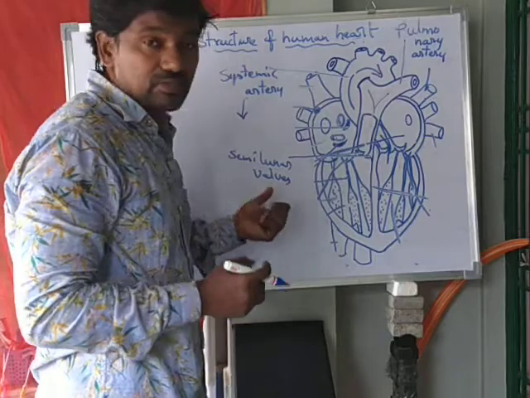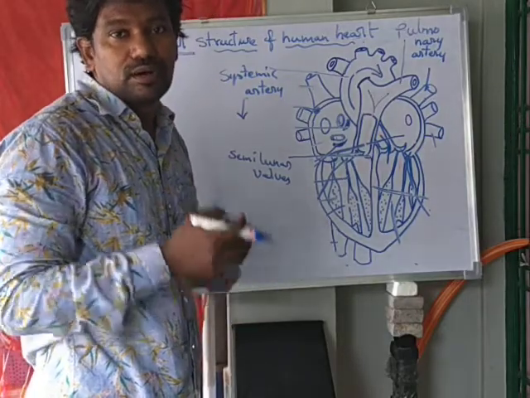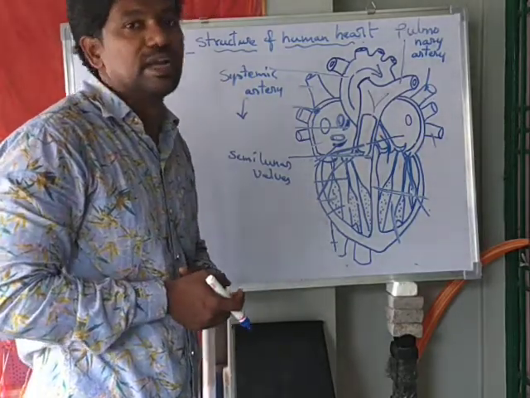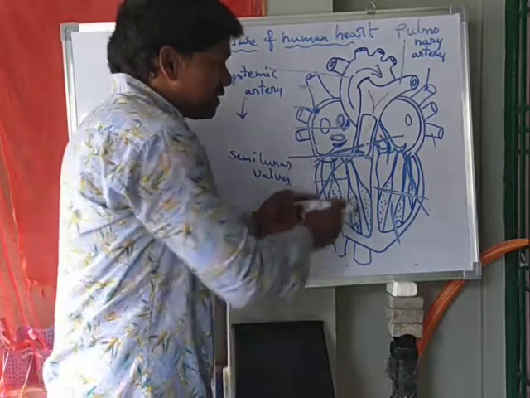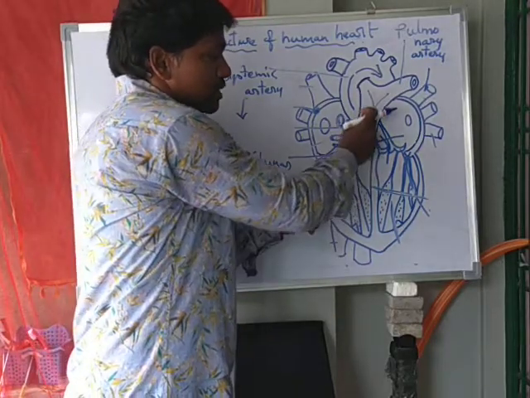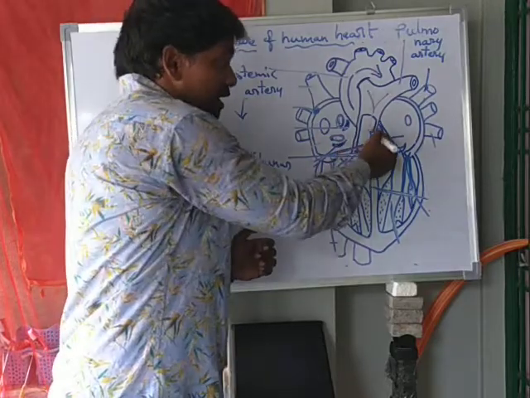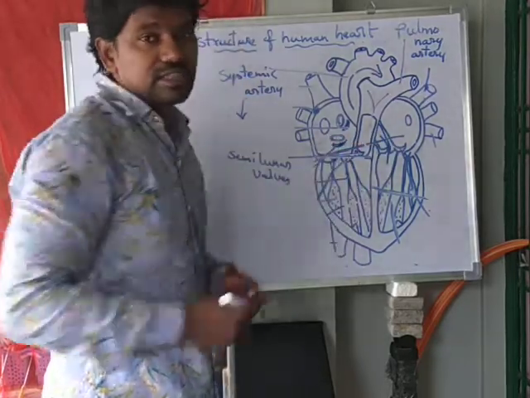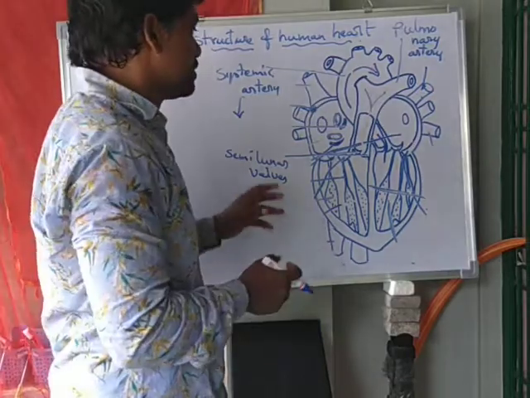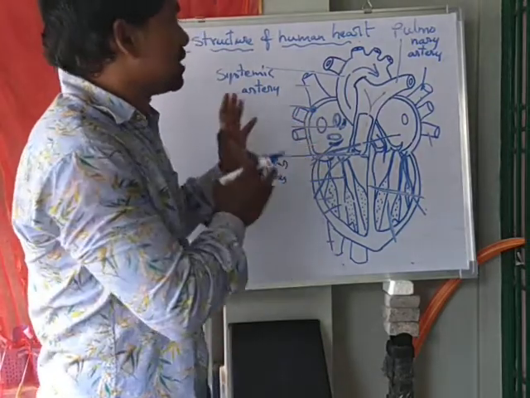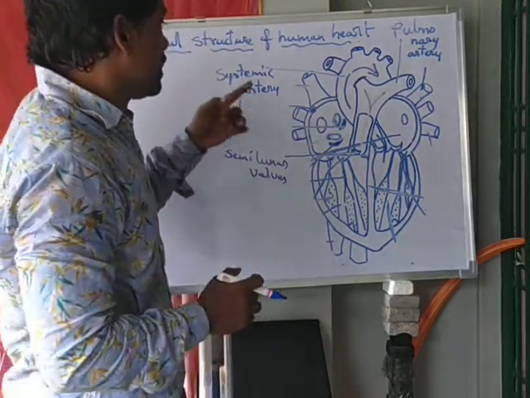The function of these valves is to prevent the backflow of blood. That means if blood moves from the ventricles to the arteries, the valves prevent backflow from the arteries to the ventricles. This is the information about arteries.